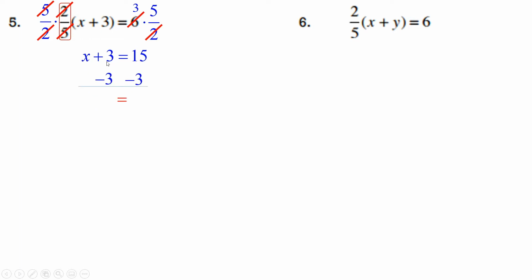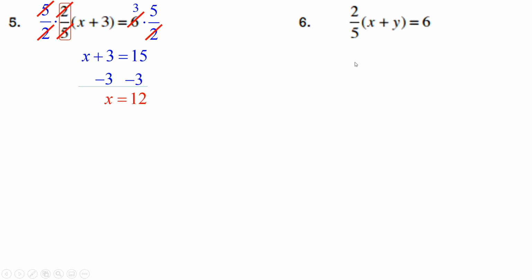So x plus 3 minus 3 is x, and x equals 15 minus 3. That would be a 12. X equals 12. Okay, for number 6, we have a literal equation again. We'll go through the same process, except our final answer will not be a number. X will be written in terms of y.